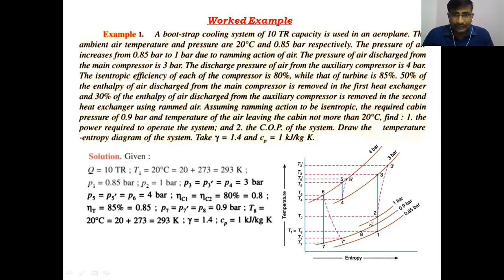Using this data, we have to find the temperature at each point of the cycle. You have to give first preference to finding the temperature at each point of the cycle. Then only can we find the power and COP. Clear, students? Let us start from point 2. How to find the temperature T2? We have to apply the adiabatic rule, that is T2 by T1 is equal to P2 by P1 whole power gamma minus 1 by gamma, isn't it? We don't know the temperature T2 after ramming action, so we find T2 there.